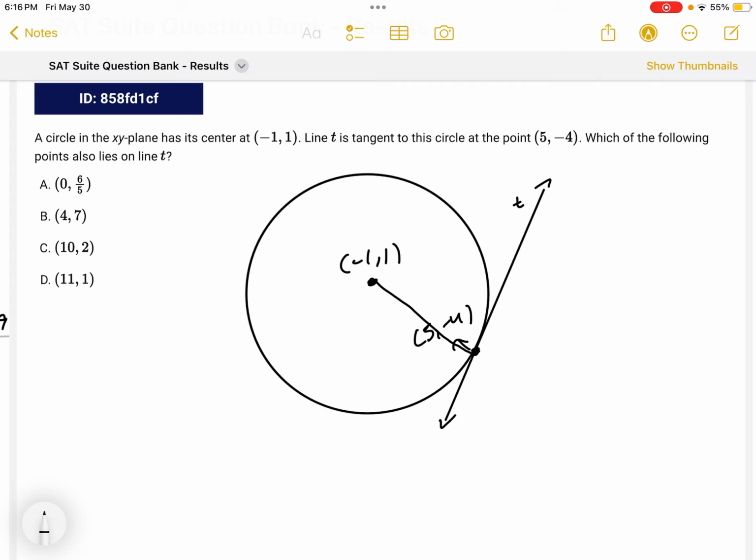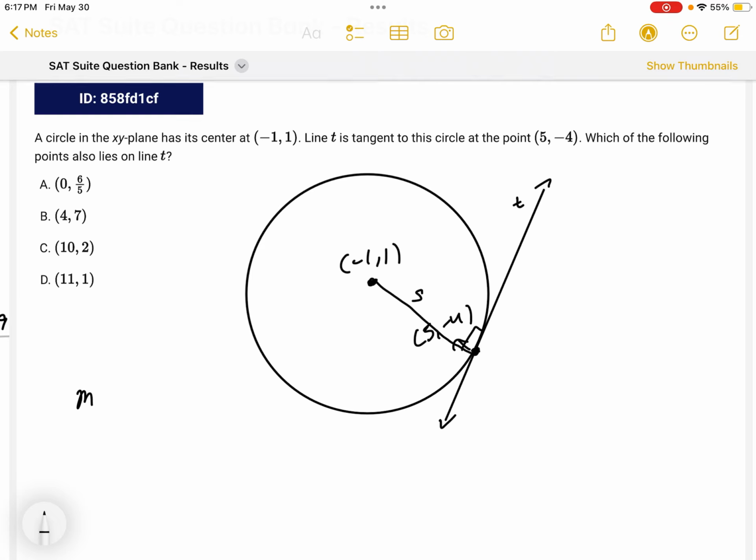It's a well-known property for circles that the segment connecting the center of the circle to the point of tangency is perpendicular to the tangent line. So in this case, the line segment connecting the points (-1, 1) and (5, -4) is perpendicular to our line T. So if we find the slope of our line segment, I'm going to call it S, we'll find the slope of line T because it's just the negative reciprocal, since the two lines are perpendicular. And in that way, we can find an equation for line T.